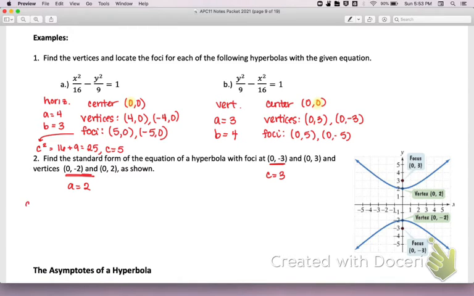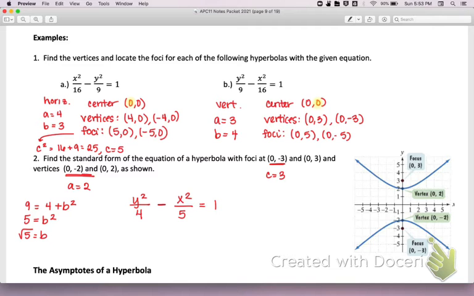So we know that c squared, 9, is equal to a squared plus b squared. So that means b squared is equal to 5. And even though we don't really need it, that means that b is equal to the square root of 5. So this hyperbola is vertical, which means our equation is going to start with y squared over a squared, which is 4, minus, because now we're doing hyperbolas, x squared over 5, and that is equal to 1, just like in ellipses. It's always going to be equal to 1.